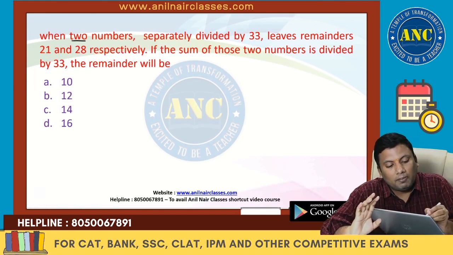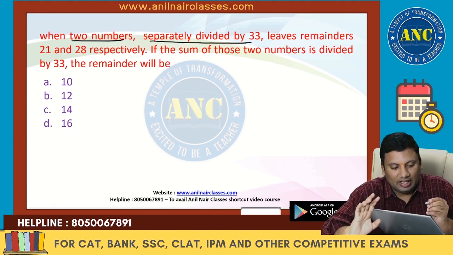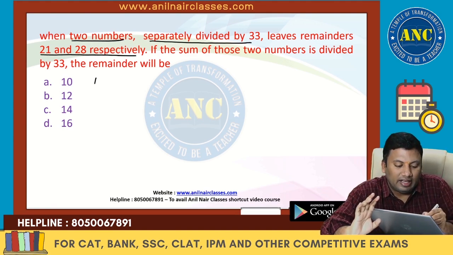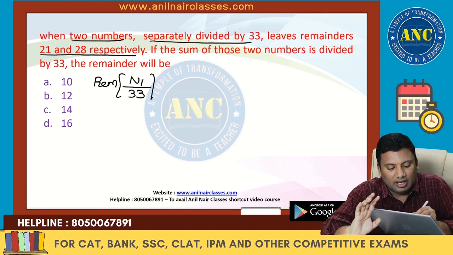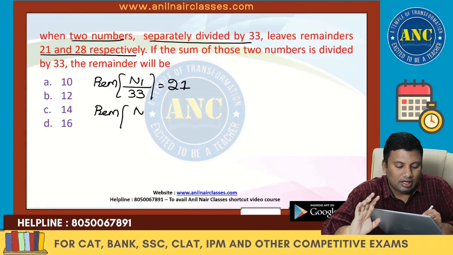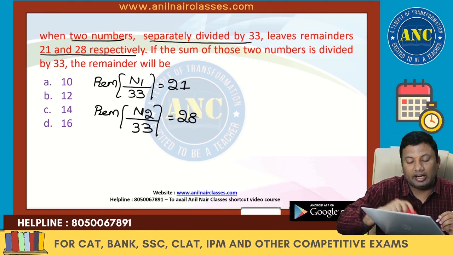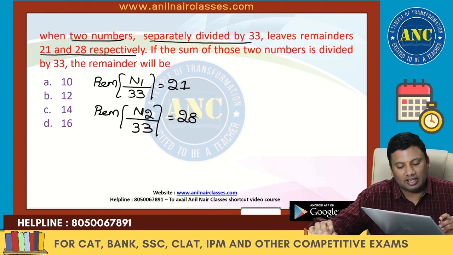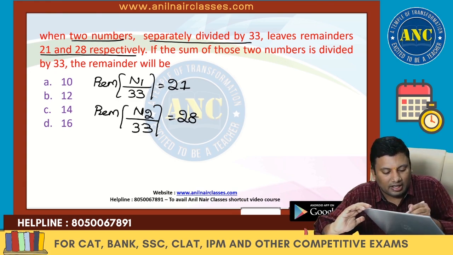Right. There are two numbers, they are separately divided by 33, they leave remainders 21 and 28 respectively. Let me call one number as n1. It is divided by 33. It gives a remainder 21. There is another number n2. It is divided by 33. It gives a remainder 28. One when divided by 33 gives a remainder 21. Another when divided by 33 gives a remainder 28.